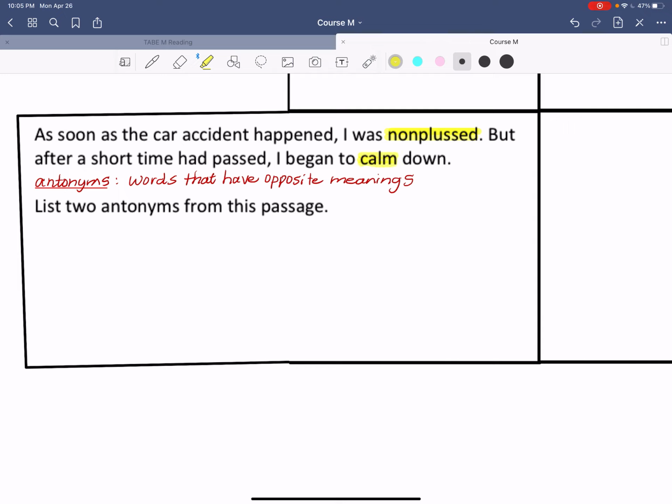Now here's a big clue in this passage. This one has a very big keyword, and that's the word but. But suggests to me that there are antonyms. That in the beginning of the story I feel one way, and at the end of the story I feel another way. So the word nonplussed, which I can figure out, means something similar to surprised, confused, nervous.